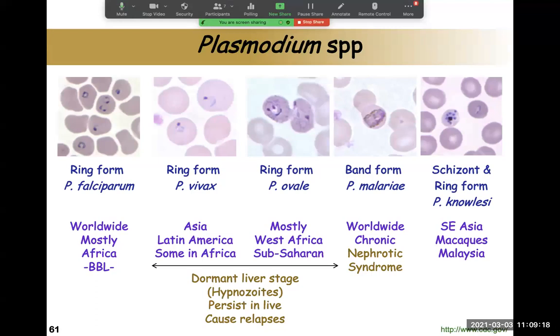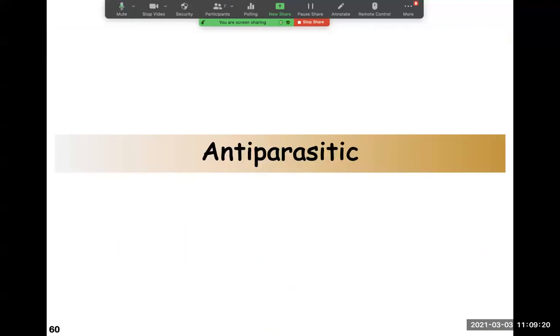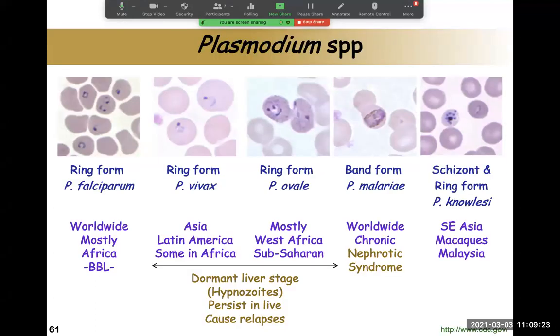So when we talk about antiparasites, we usually focus on Plasmodium, which causes the malaria, and malaria is a worldwide problem. And you often know it as a malaria, and now you should know that there are 5 different kinds of species that cause malaria: Falciparum, Vivax, Ovale, Malariae, and Knowlesi.